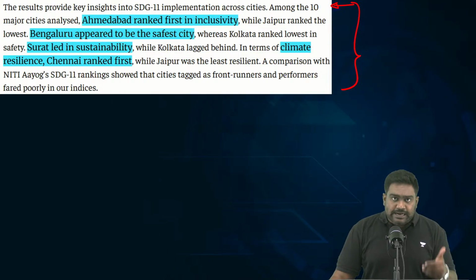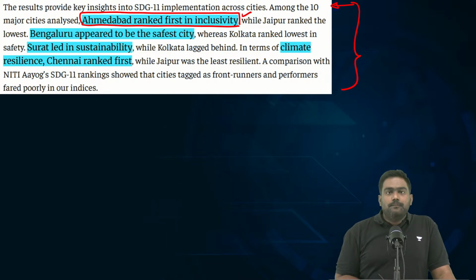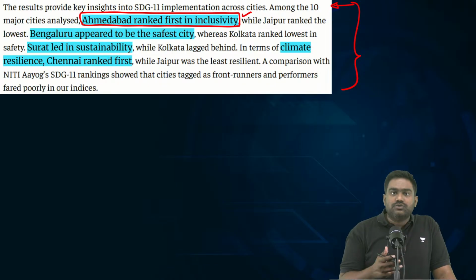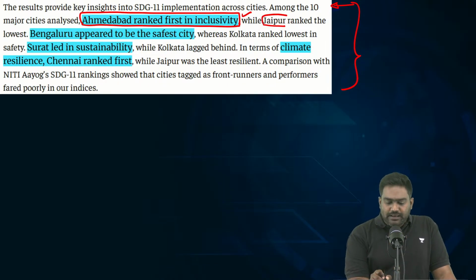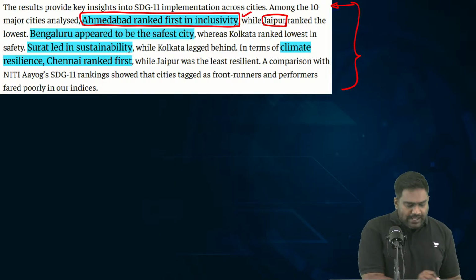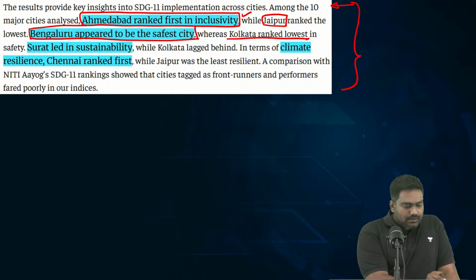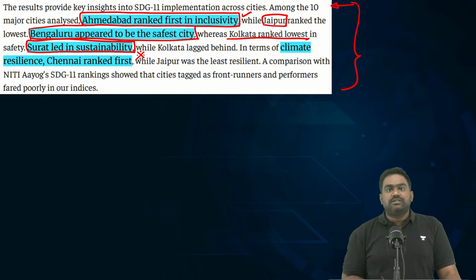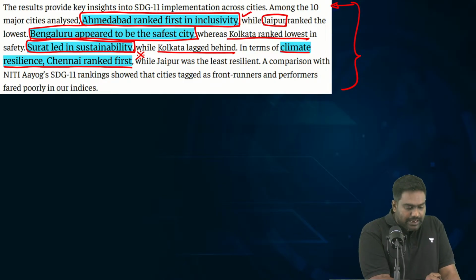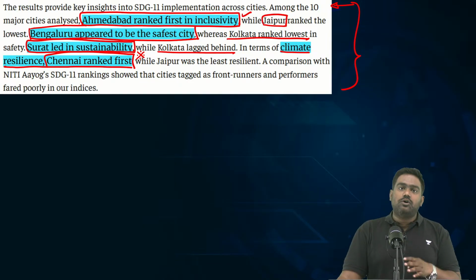So, according to this study conducted by the writers of this article, Ahmedabad ranked first with regard to inclusivity. So, when it comes to ensuring our cities are inclusive, Ahmedabad has been ranked right at the top, with Jaipur being ranked at the bottom. When it comes to urban safety, with regard to crime rates in particular, policing, etc., Bengaluru has been ranked as the safest city in India, with Kolkata getting the lowest rank. Surat has been ranked at the top in terms of sustainability, with Kolkata at the last position. In terms of climate resilience, Chennai is at the top. So, this parameter that the writers have used provides us some insight, at least, regarding how our cities are performing on the four important pillars of SDG 11.